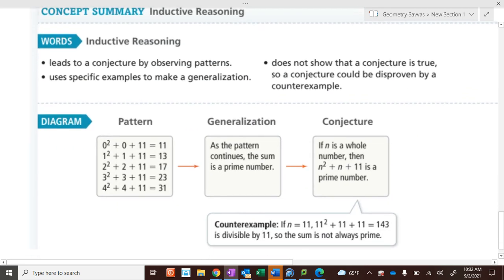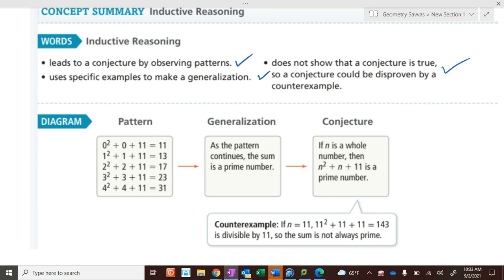So in summary, with inductive reasoning, you look at patterns. That's what we started with. We started looking at patterns to figure out a conjecture. We made a generalization and then made a conjecture. So here's a pattern that they came up with. 0 squared plus 0 plus 11 is 11. 1 squared plus 1 plus 11 is 13. 2 squared plus 2 plus 11 is 17. 3 squared plus 3 plus 11 is 23, and so on. You got 11, 13, 17, 23, 31. They're all prime numbers.